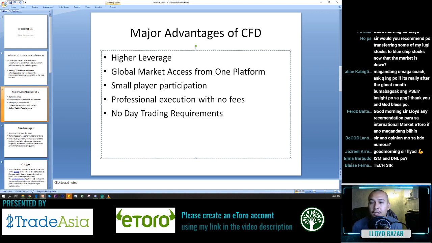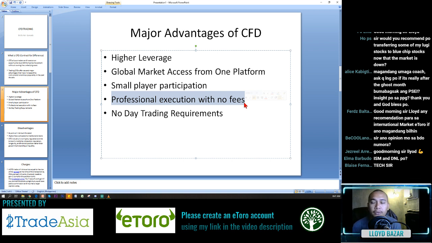Next is professional execution with no fees. Alam nyo lang po, yung traditional brokers, if you want stop losses function, may bayad po ang mga yan. Sa CFD, libre lang po ang stop loss. May additional fees kasi yung stop loss, etc., GTC sa international brokers. Dito sa CFDs, libre na lahat.